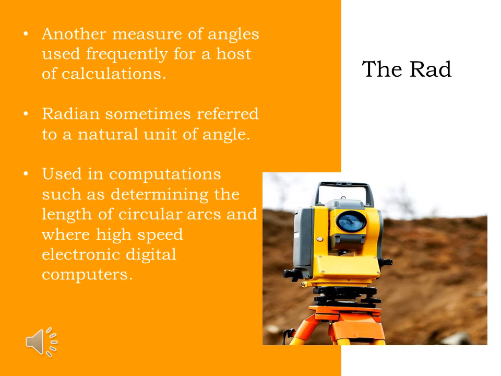And lastly is the radian. It is another measure of angle used frequently for a host of calculations and sometimes referred to as the unit of angle. One radian is defined as the angle subtended at the center of a circle by an arc length exactly equal to the radius of the circle.